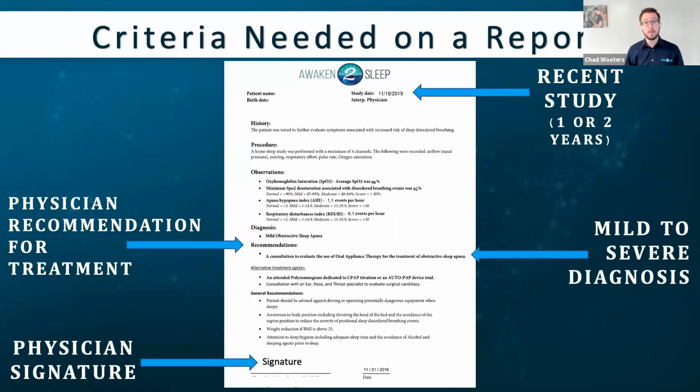When you get a home sleep study interpreted, please, one big thing, make sure the interpretation document, which typically comes at the top, is recent and the physician's recommendation for treatment is clearly outlined. I've seen a bunch that say, here's 5 general recommendations and you can pick one. I don't like that personally. Please make sure your recommendations are clearly outlined and they have a mild to severe diagnosis if you're going to be using a medical grade device. And very, very important, make sure there's a signature from that physician. If the physician didn't sign the report, then it's not a valid report.